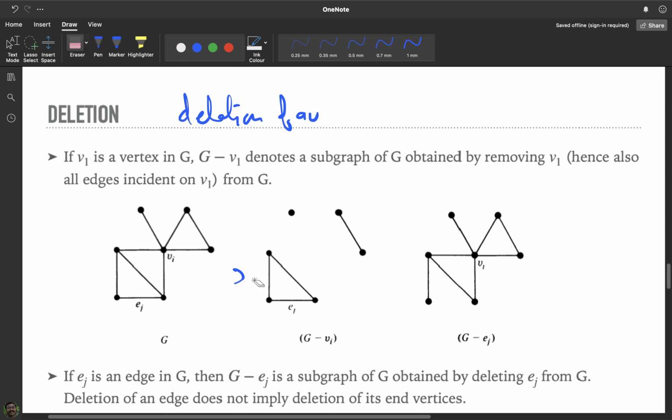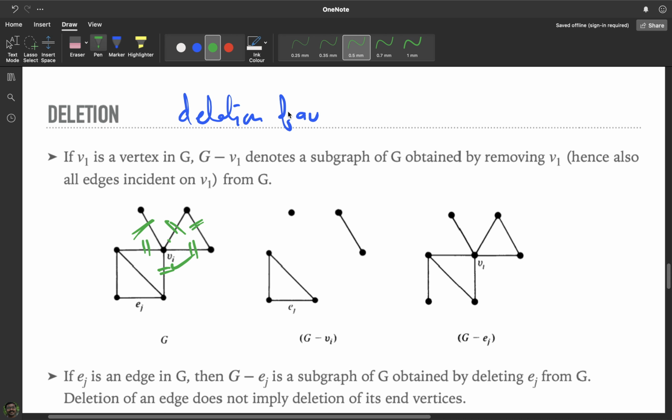Okay, so this edge V1 was deleted from here. So what happened? This edge was deleted, so basically this vertex was deleted. So this edge should go, this edge should go, this edge should go, this edge should go, this edge would go, this edge would go. So basically we will be getting only these three things.